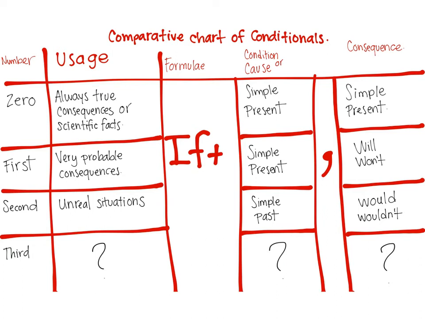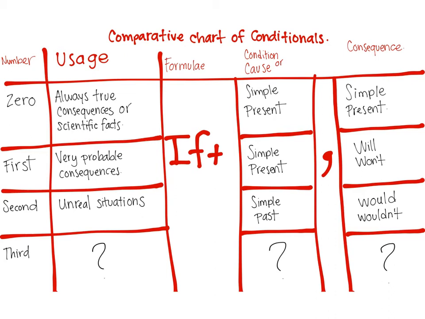Here we have a comparative chart of conditionals. We have been reviewing conditionals during these last classes, so I just wanted to make a wrap up of this. Here we have a number of conditional, the usage, and the tenses that make both clauses. Clauses are the sentences, okay? So zero conditional, it's used for always true consequences or scientific facts. The formula is if, simple present, and simple present.